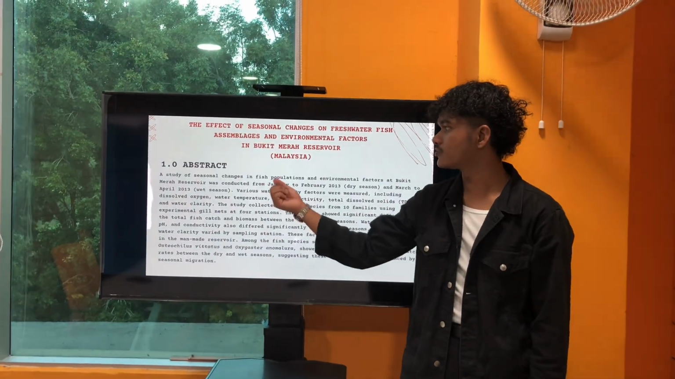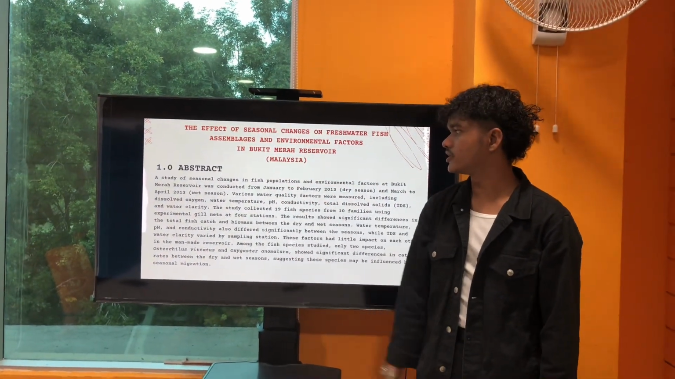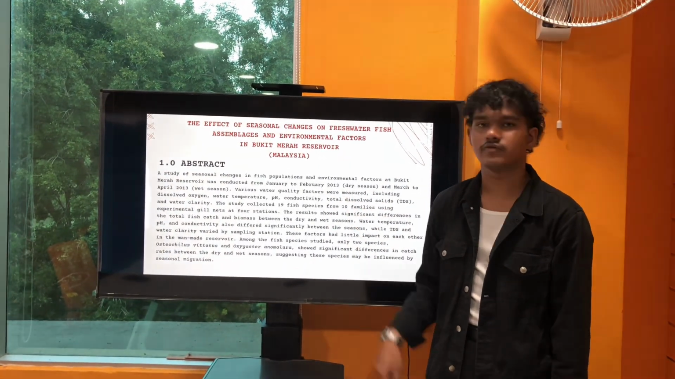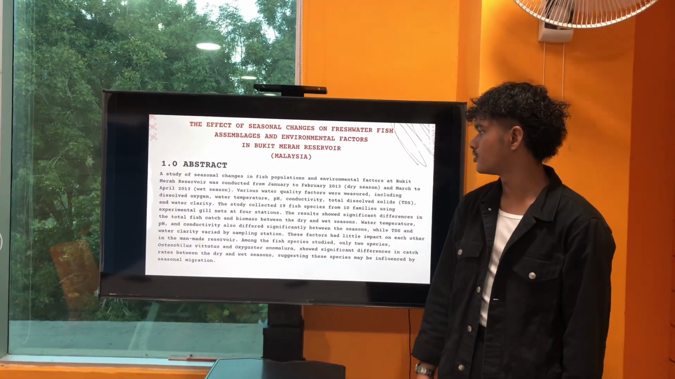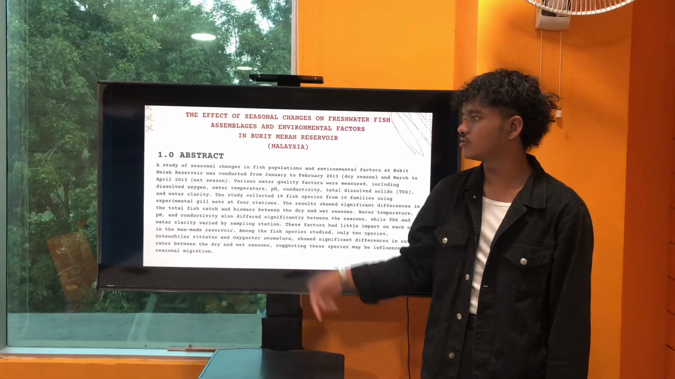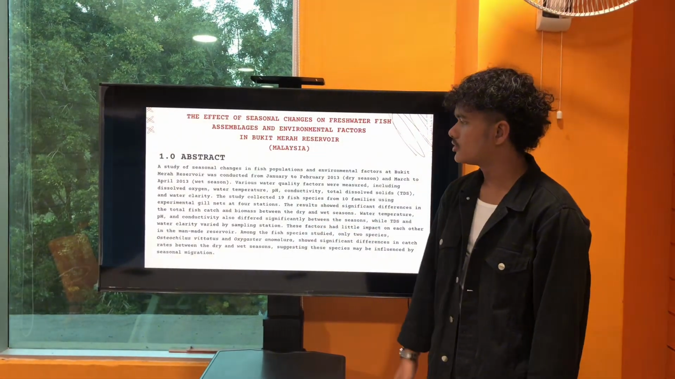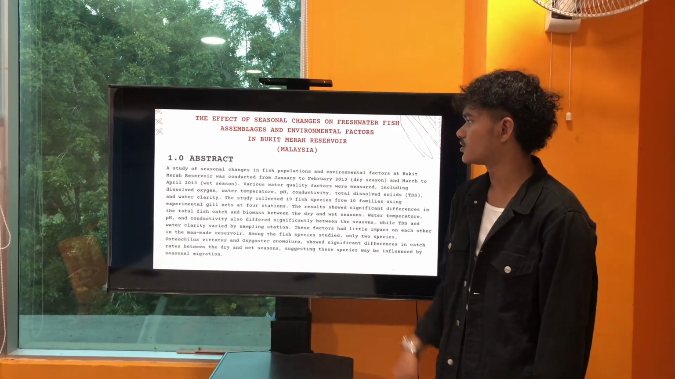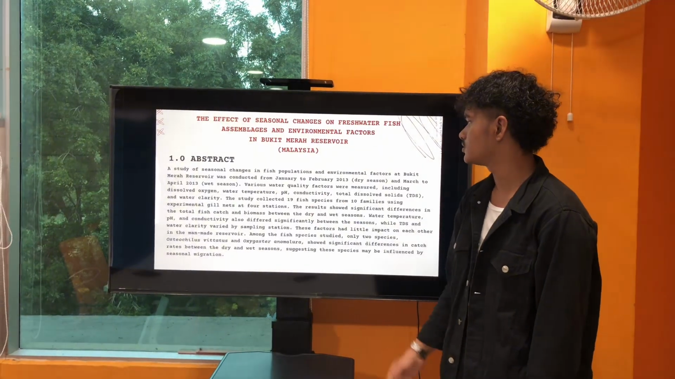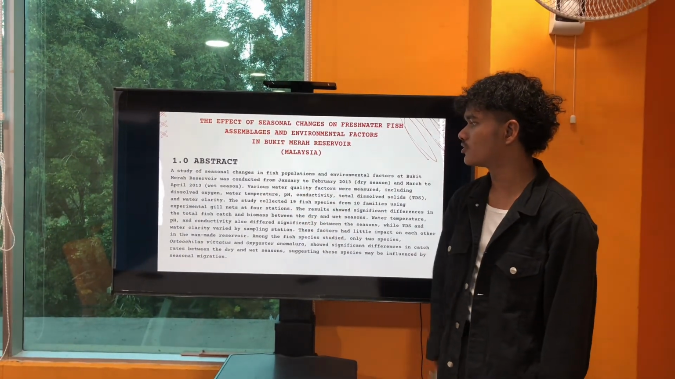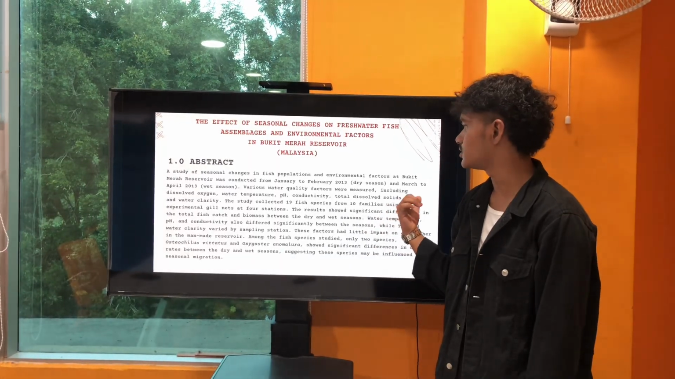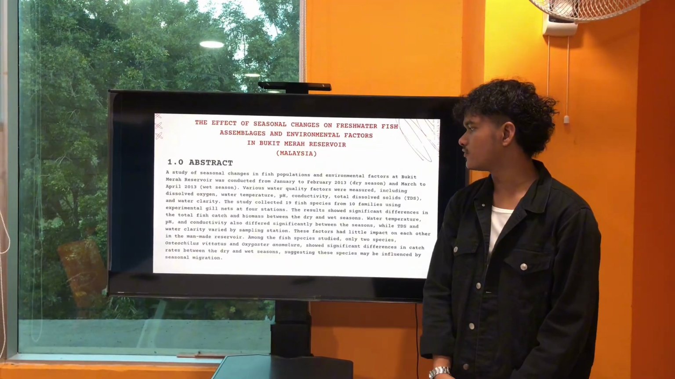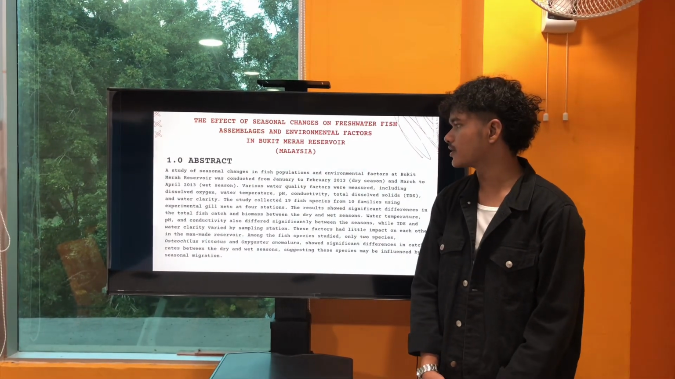So the first part is the abstract. The abstract is a study of seasonal changes in fish populations and environmental factors at Bukit Merah Reservoir, conducted from January to February 2013 in the dry season and March and April 2013 in the wet season. Various water quality factors were measured, including dissolved oxygen, water temperature, pH, conductivity, total dissolved solids (TDS), and water clarity.